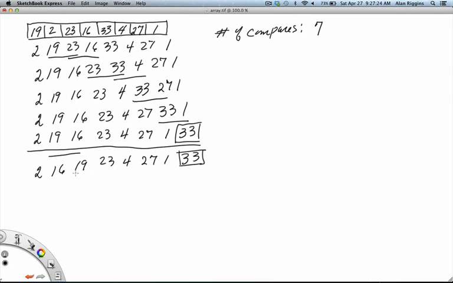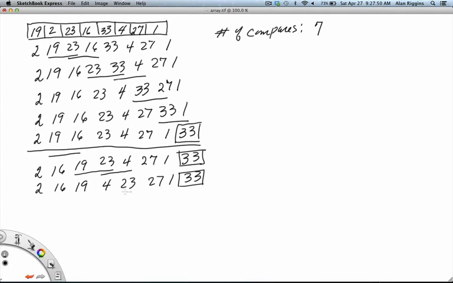Now we compare the next set. We have 19 and 23, and they're okay. We have 23 and 4, and they are not okay, so we swap. 2, 16, 19, 4, 23, 27, 1, and finally the 33.